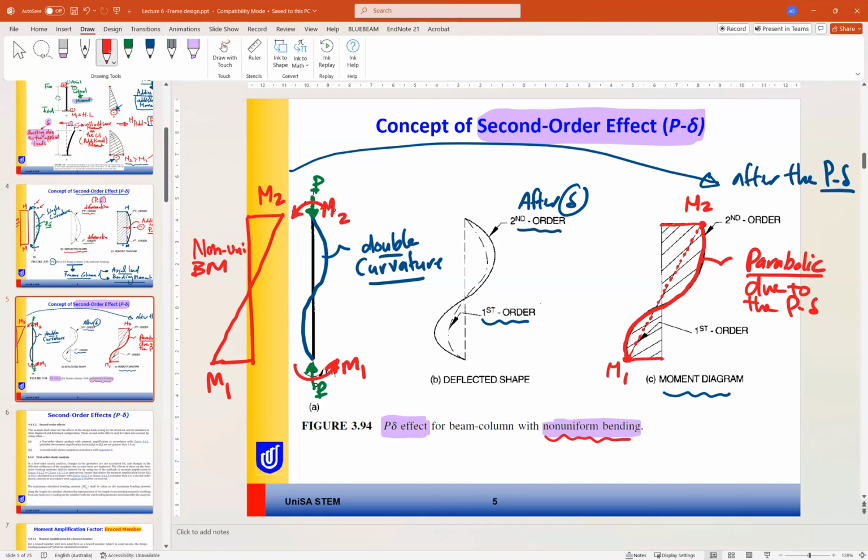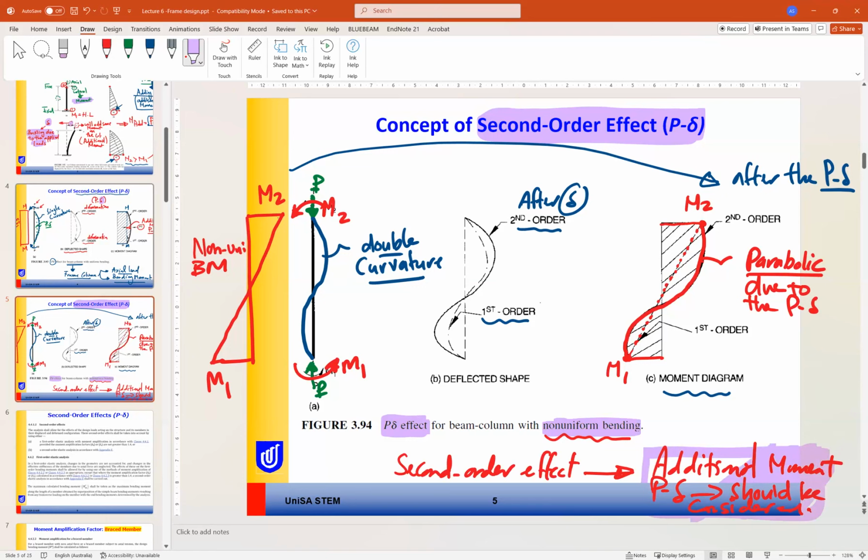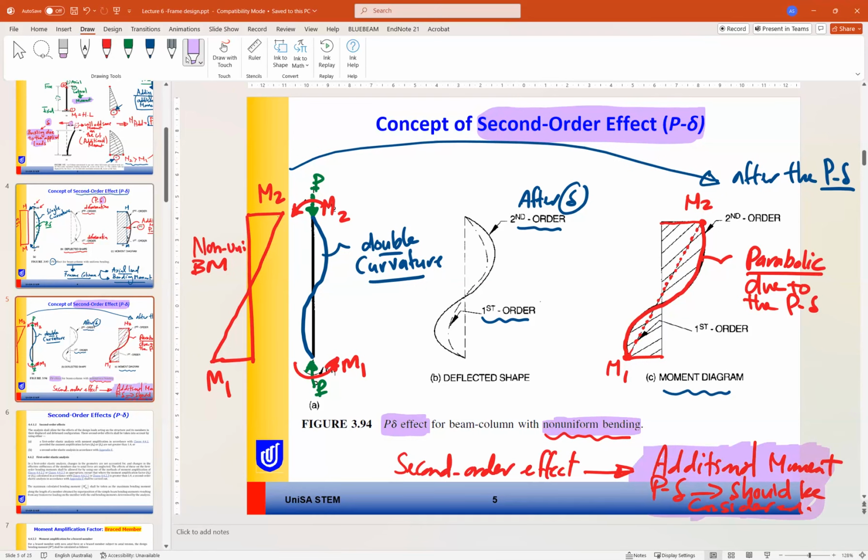Okay, so now do you understand the importance of the second order effect? The second order effect means that we have an additional moment, P delta, that should be considered in design. This is the main idea of the second order effect. Okay, so this is the concept. Do you have any question about the concept, guys?